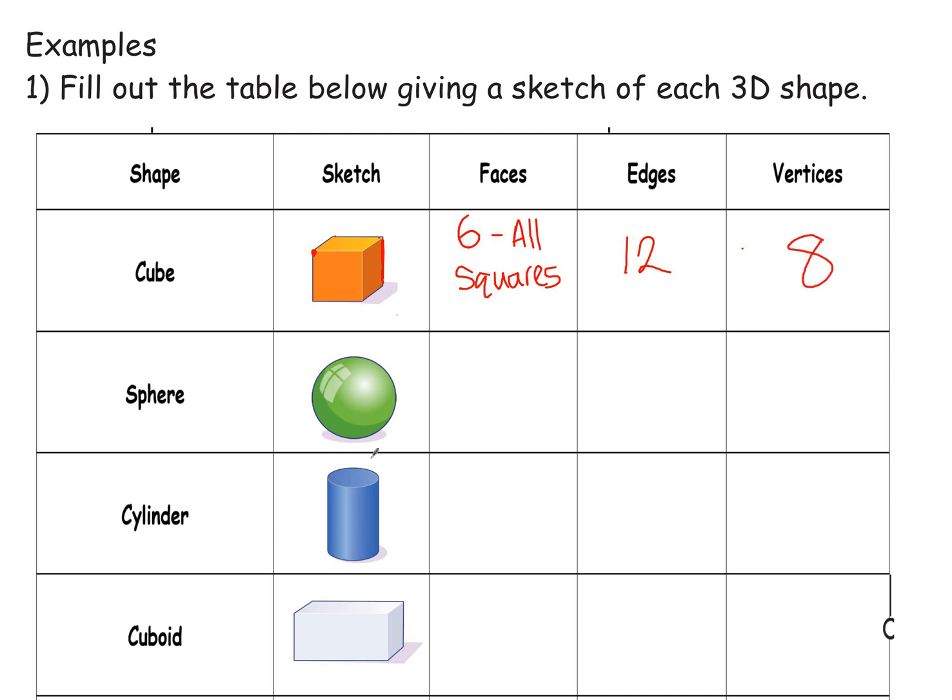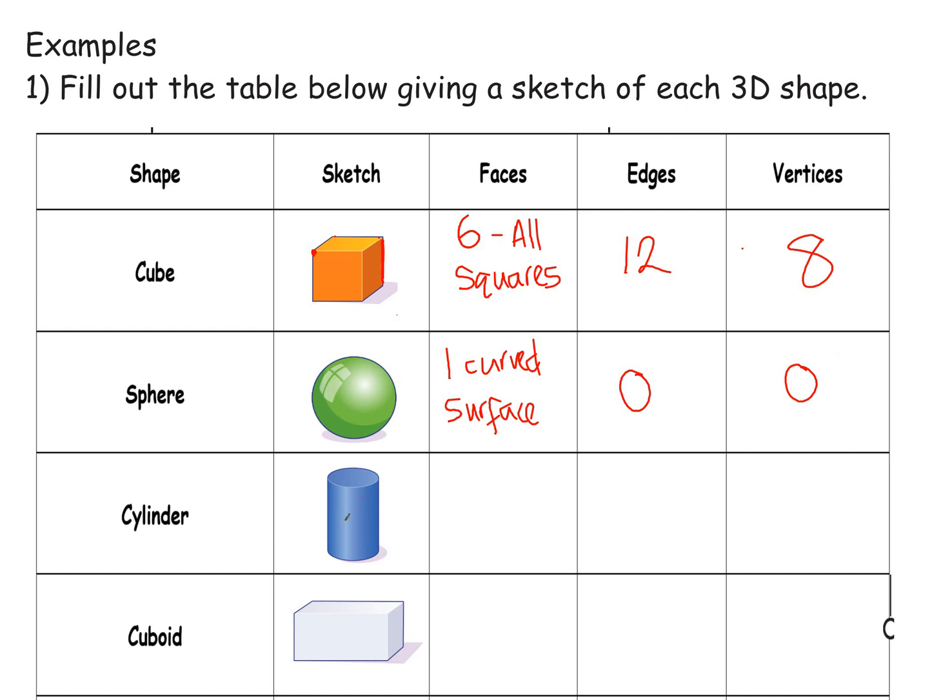Okay. A sphere. This is like a ball. It has 1 curved surface. It doesn't have any edges, okay, because there's no 2 faces that meet, and it doesn't have any corners.